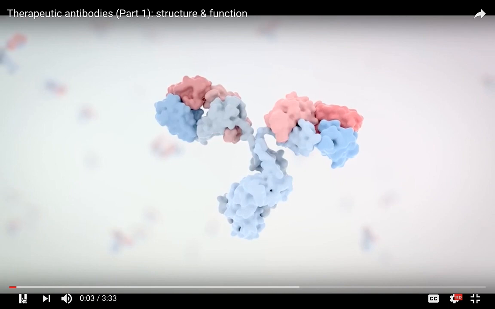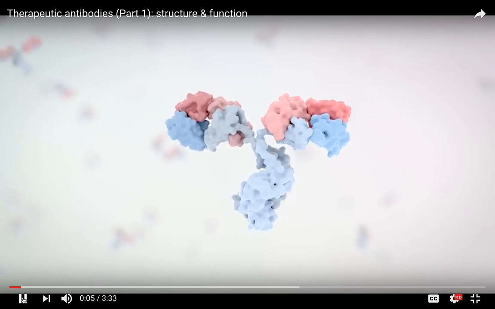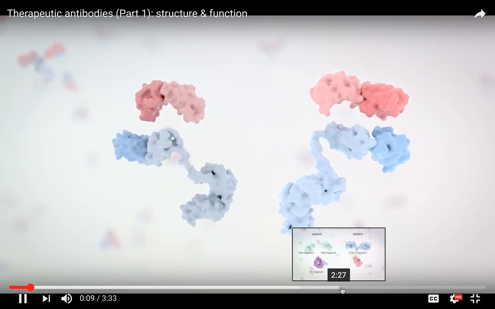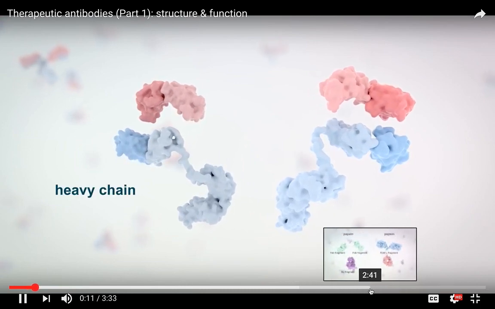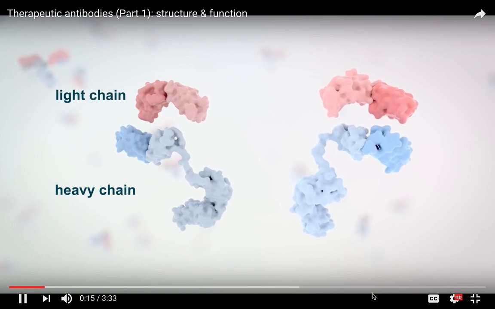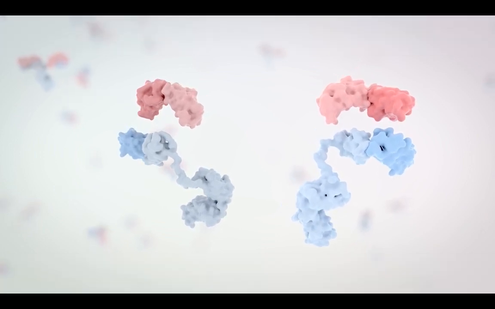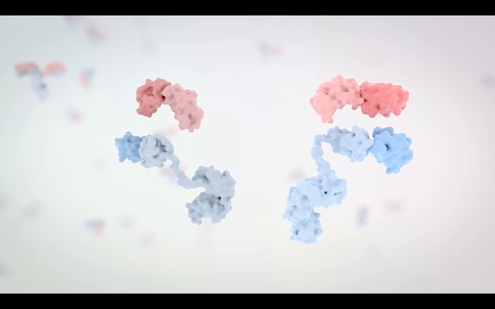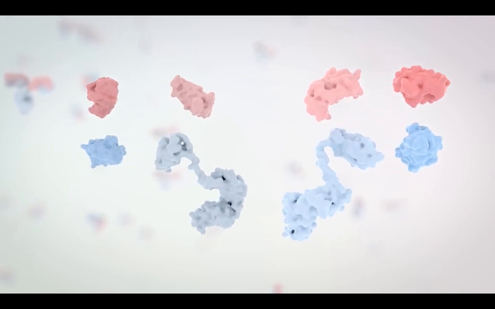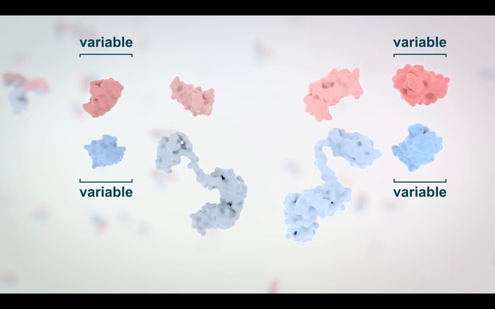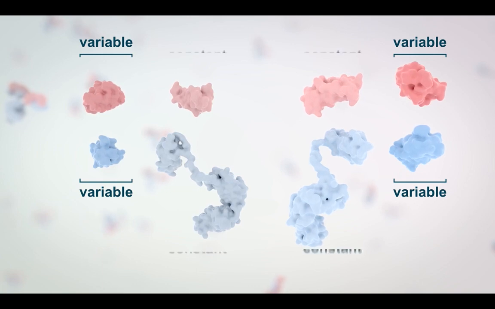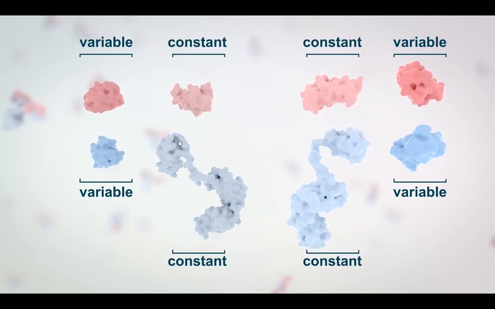Antibodies are made of several different peptide chains, bound together in a Y shape. An antibody is made of two identical immunoglobulin heavy chains and two identical immunoglobulin light chains. Roughly speaking, the structural features of an antibody can be split into two parts: the domains that recognize a target, known as the variable region, and the domains that determine the antibody's biological function, known as the constant region.